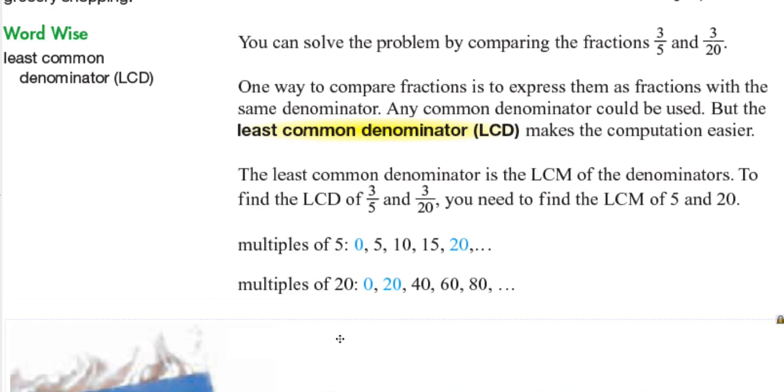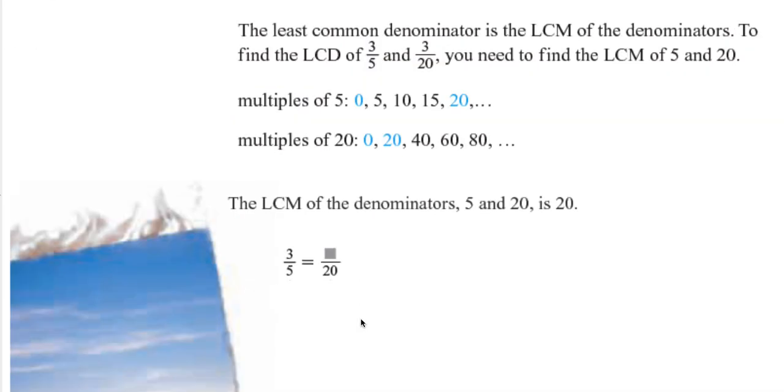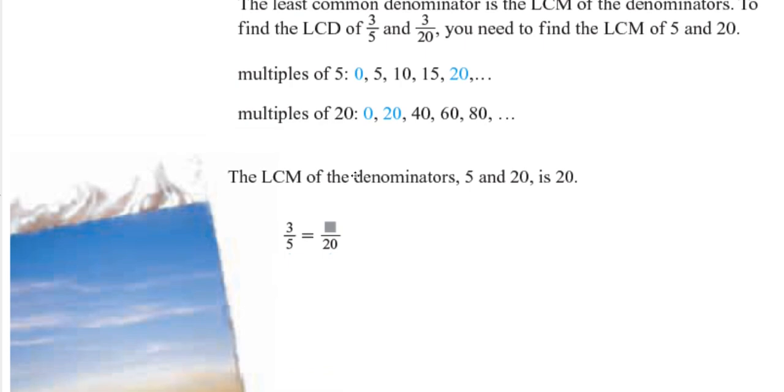That's our LCM. Then all we need to do is write equivalent fractions. We want to write an equivalent fraction of 3/5 that has a denominator of 20. We know you multiply 5 by 4 to get to 20. That means we need to multiply our numerator by 4 as well. Therefore 3/5 is equal to 12 over 20.